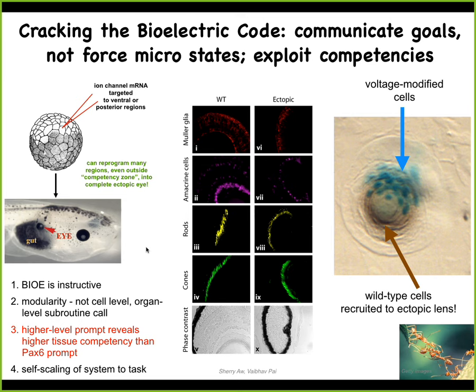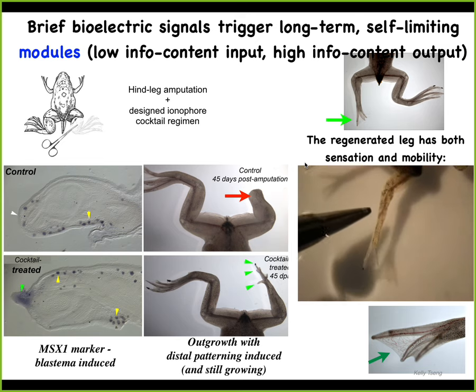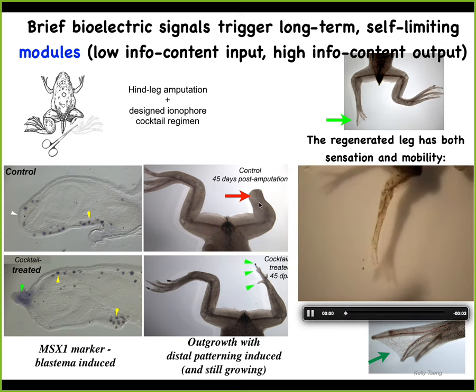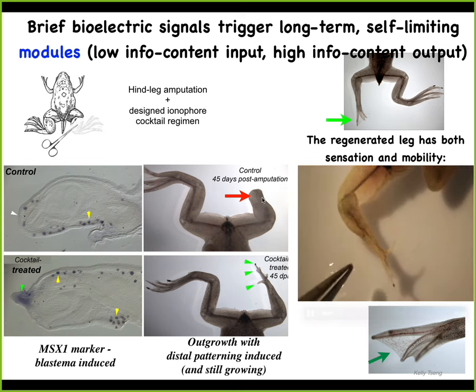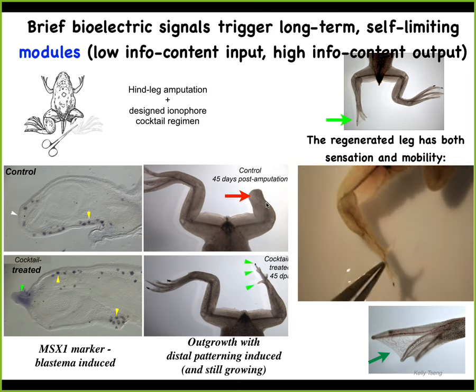Another example of communication occurs in our regenerative medicine program. So frogs, unlike salamanders, do not regenerate their legs. So what can we say to these cells to get them to rebuild a leg, even if we don't know how to do it? Well, we discovered a bioelectric cocktail where one day, so 24 hours of treatment, gives a year and a half of leg growth, during which time we don't touch it at all.